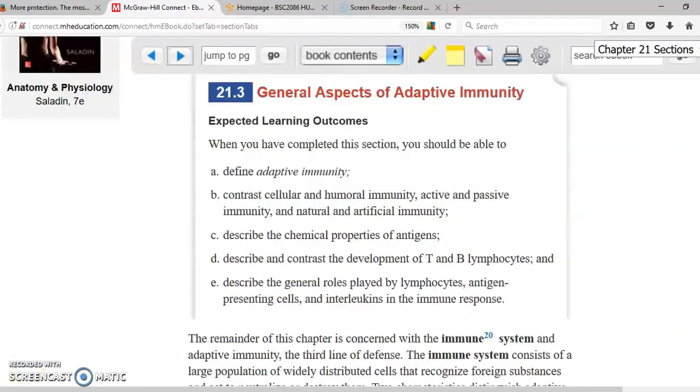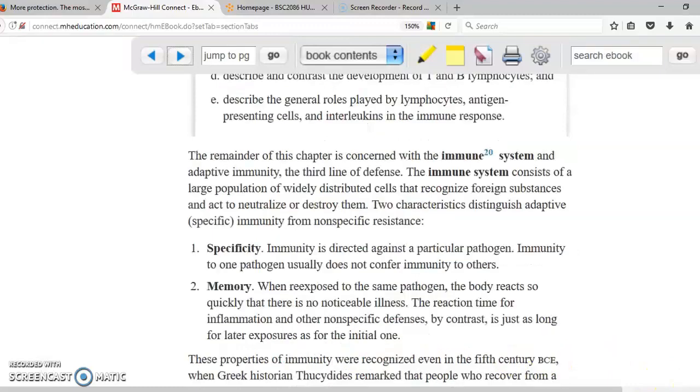The next topic is going to be general aspects of adaptive immunity. This is the area where we need to talk about antibodies. This type of immunity is going to provide you specificity as well as memory. Specificity due to the fact that the antibodies that we're going to use in here are going to be specific for certain types of infections.